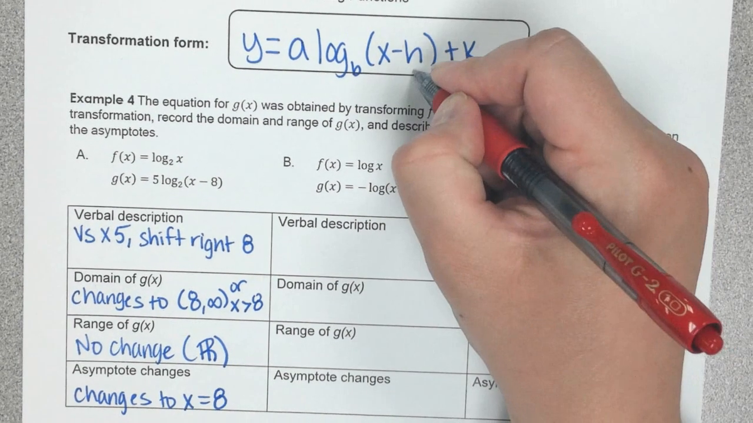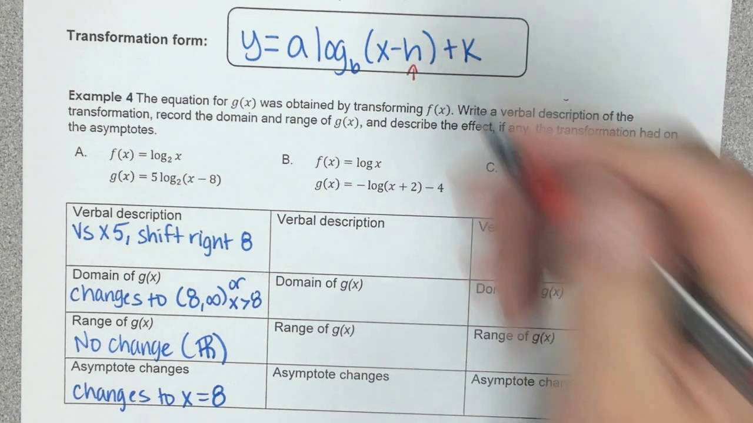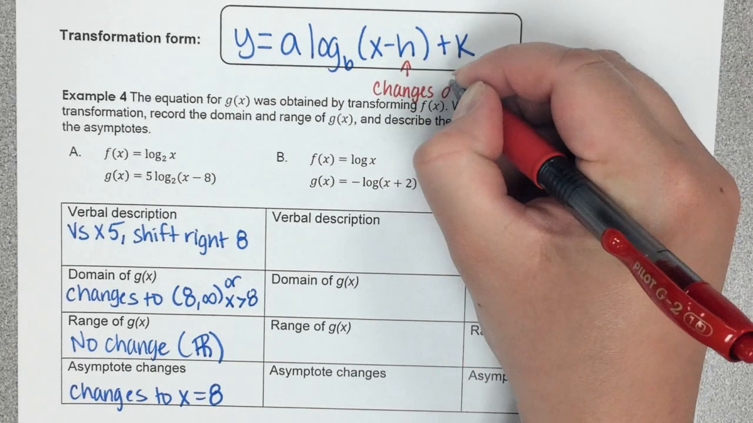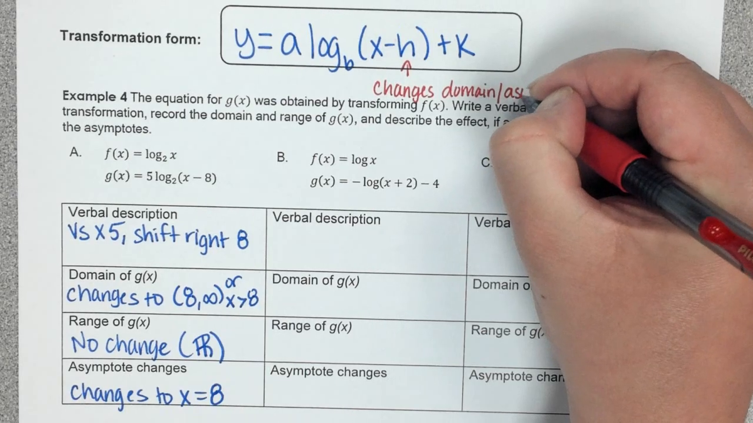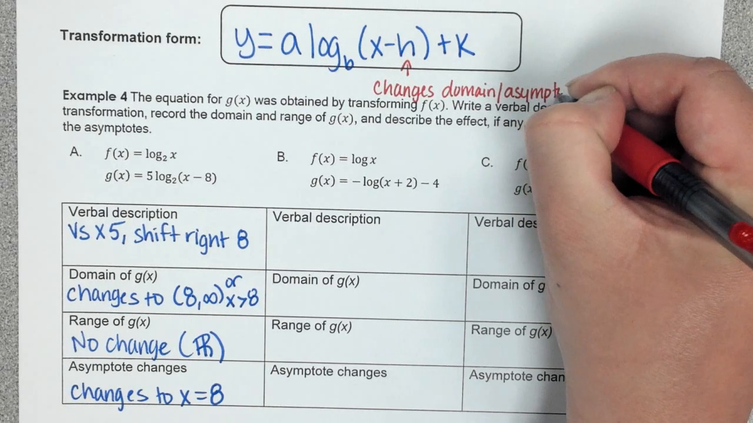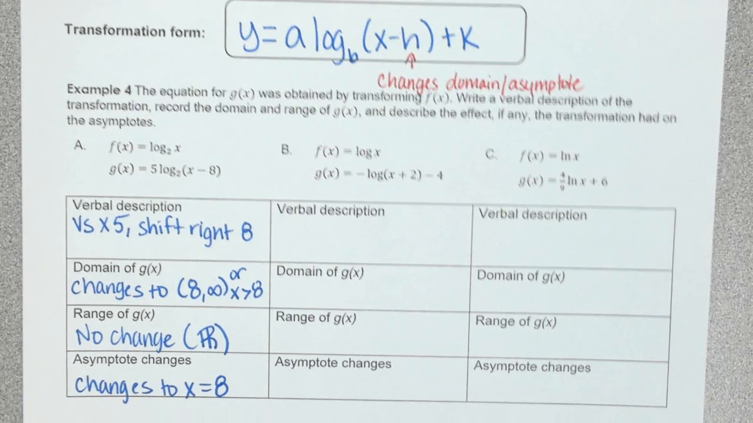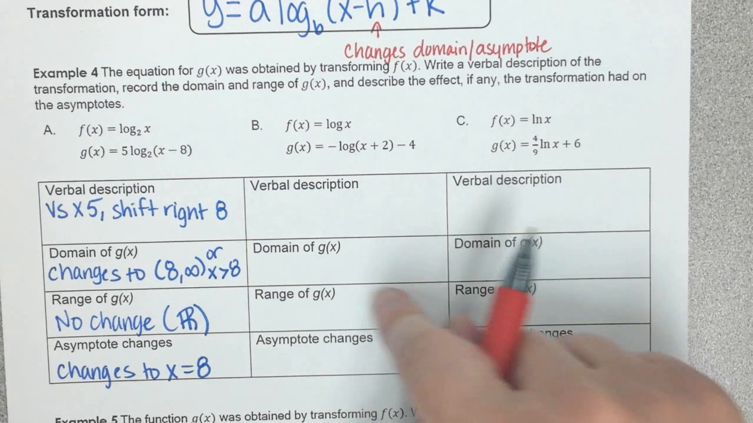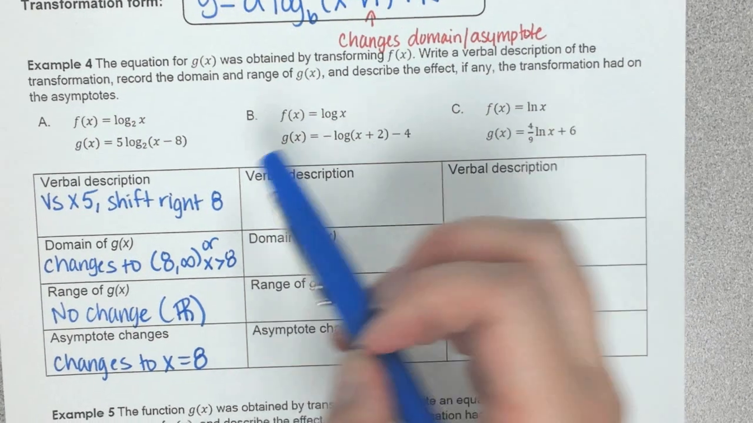So that's an important note I'm going to put right here. H is the only thing that changes domain / asymptote. Okay? So if we know that, we don't have to graph all of these to be able to figure out all these attributes. Okay? So let's try to do that with B.